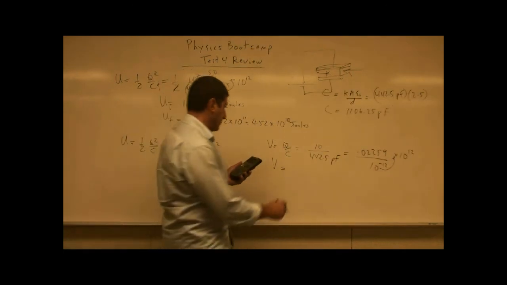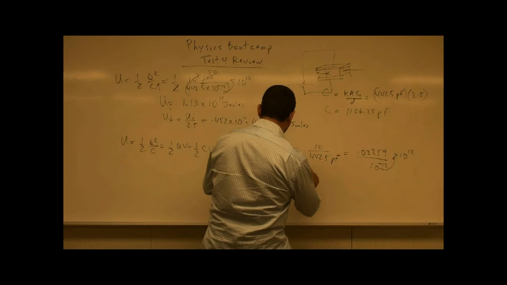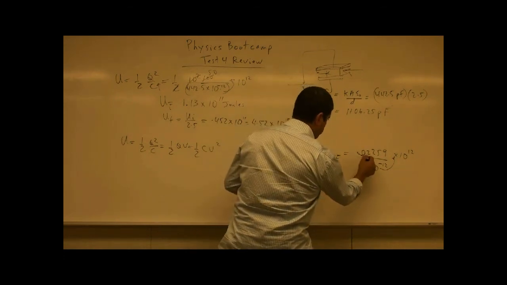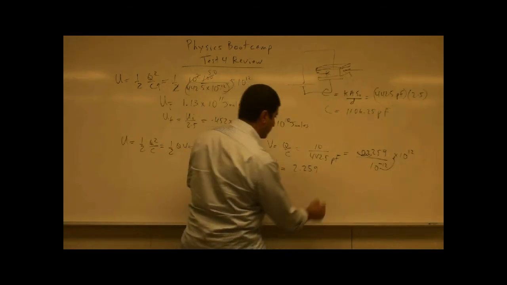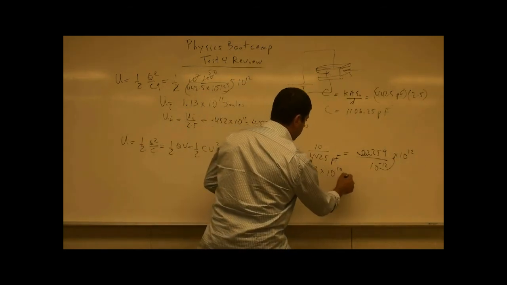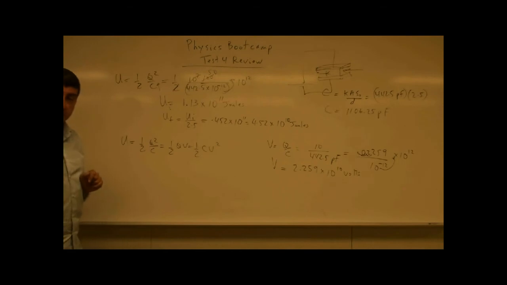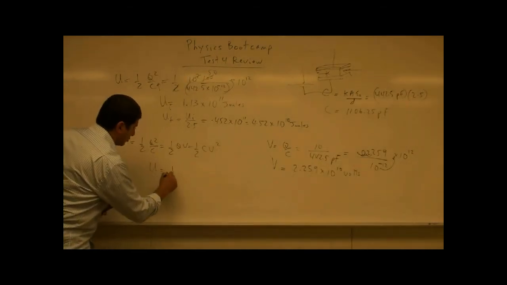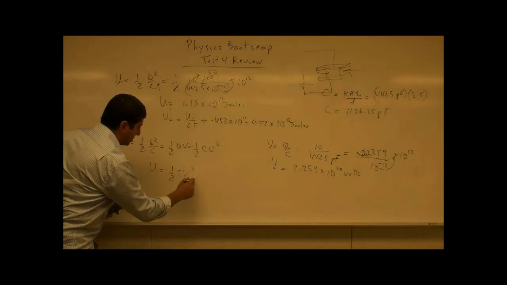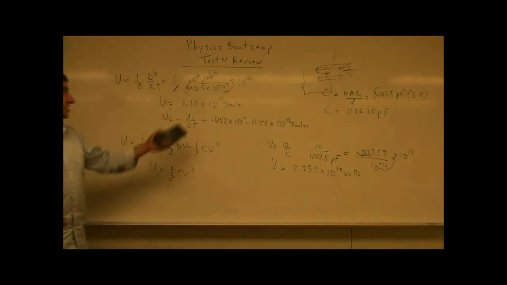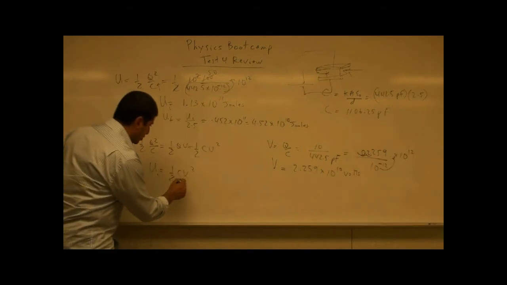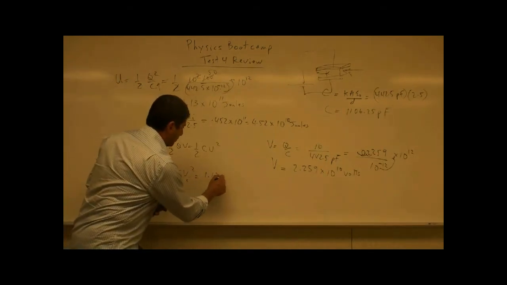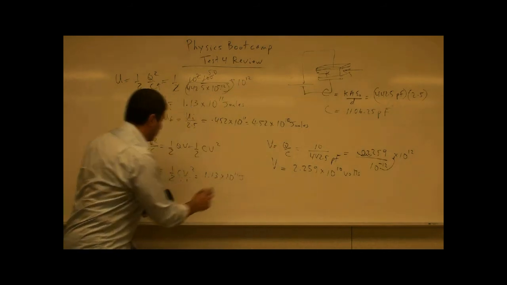So that's going to be 2.259 times 10 to the 10th volts. The form of the potential energy equation that I have to use now is U equals half CV squared. U initial is still the same, half C initial V initial squared. That's going to be 1.13 times 10 to the 11 joules.